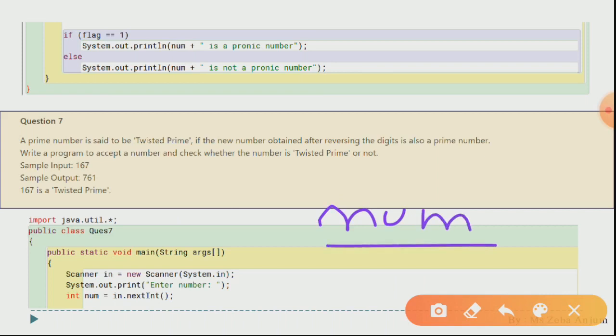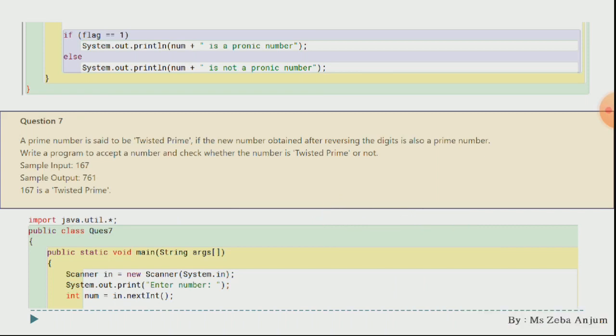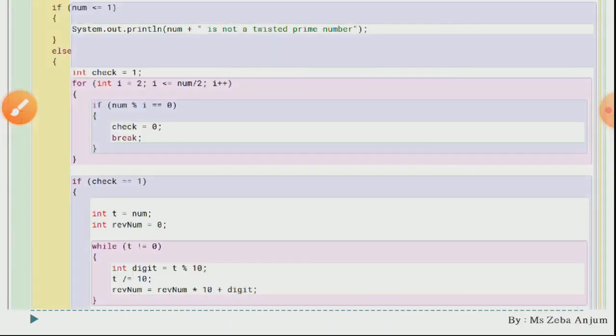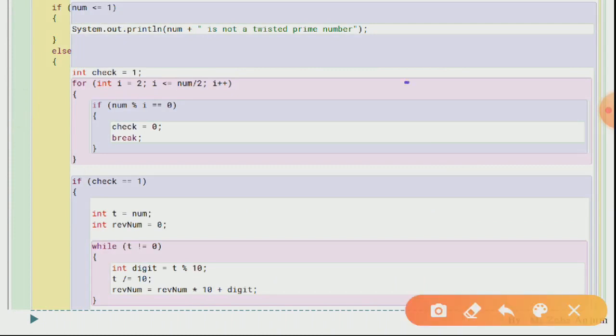Okay, we will calculate whether this number is a twisted prime number or not. Now moving forward, see over here, firstly we will check whether your number is less than or equal to 1 or not. Because if your number is negative or just 1, then there is no need to find out the prime number or anything else. So if your number is less than or equal to 1, then at the very first position you are going to print that your number is not a twisted prime number.